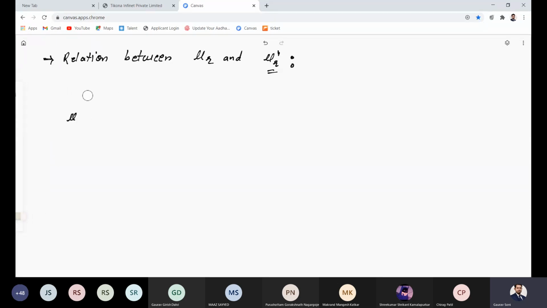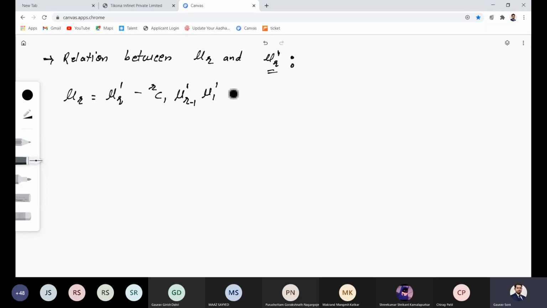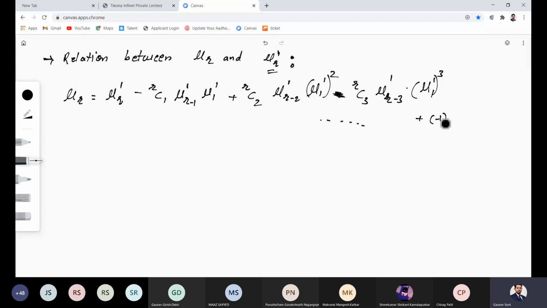Before going to that, I'll write down the generalized relation. So mu r is given by mu r is equal to mu r dash minus r c 1 mu r minus 1 dash mu 1 dash plus r c 2 mu r minus 2 dash mu 1 dash square. Next term will be r c 3 mu r minus 3 dash mu 1 dash cube. Oh, sorry, this has to be minus. So on, the last term will be minus 1 raised to r mu 1 dash raised to r.